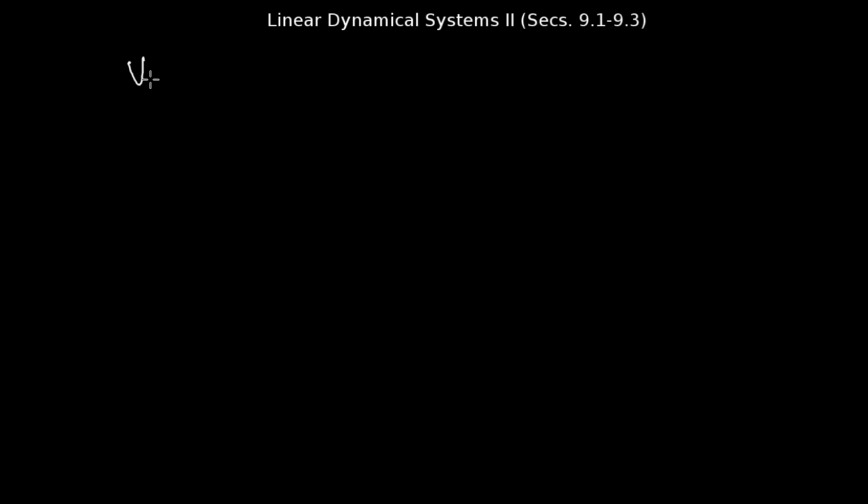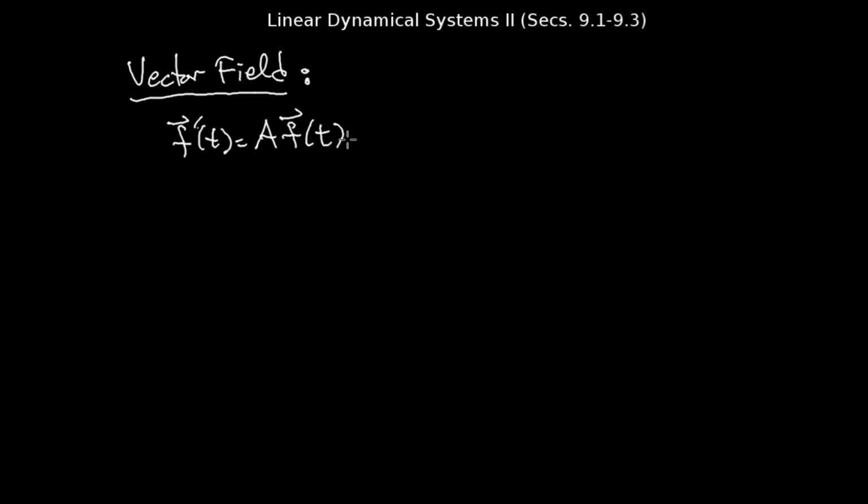Okay, another thing that I talked about last time, which I'll remind you of, is the idea of a vector field. And this is quite a bit more general notion than the examples that we're doing, but that's okay. I'm going to focus on this kind of example. Suppose you had this f prime, and I'll put the t's in now. F prime of t is equal to A applied to f of t.